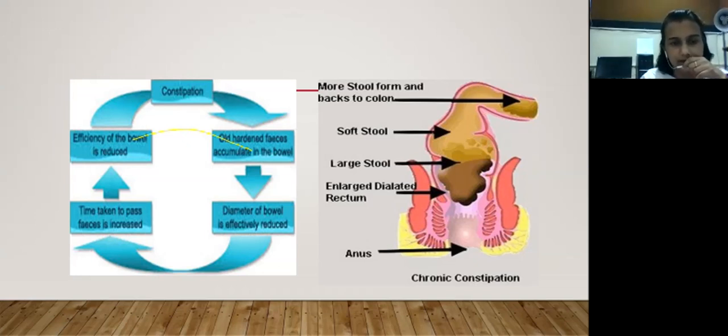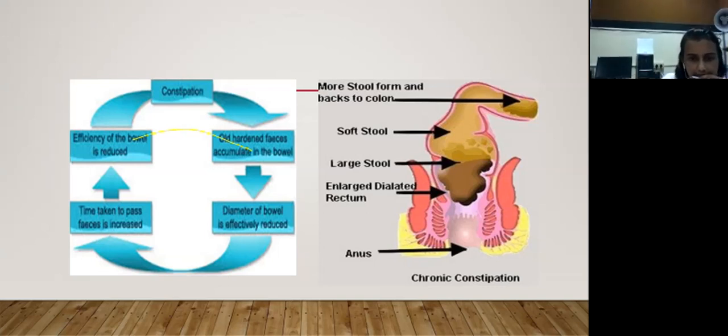So this is like a vicious cycle. Old hardened feces accumulate in the bowel, and when the contents accumulate, the diameter of the bowel is effectively reduced. When the diameter is reduced, the time taken for the feces to pass is increased. We all know that when the diameter of a tube is reduced, the time the same amount takes to pass is increased. So the efficiency of the bowel is reduced, and that leads to constipation. Then it goes on as a vicious cycle: the stools become hardened, and again it accumulates.